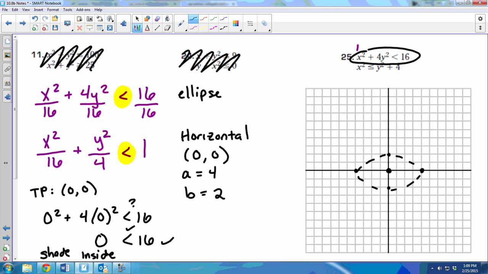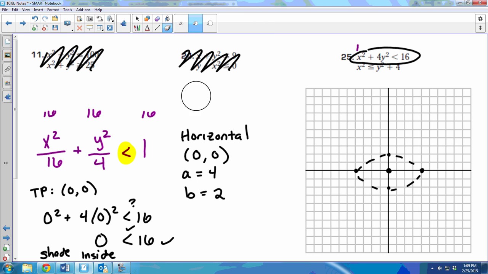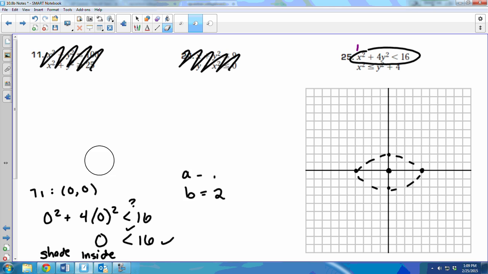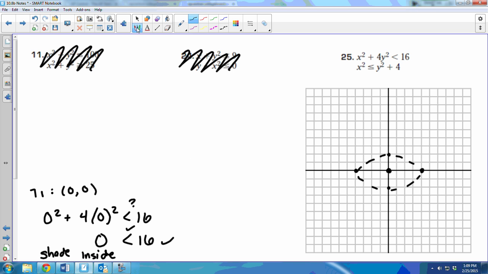Can I erase the stuff for the ellipse? All right. The next one. Some of you guys keep yelling at me about it already. Oh my gosh. It's not a circle. It's a hyperbola. Here's the original equation.